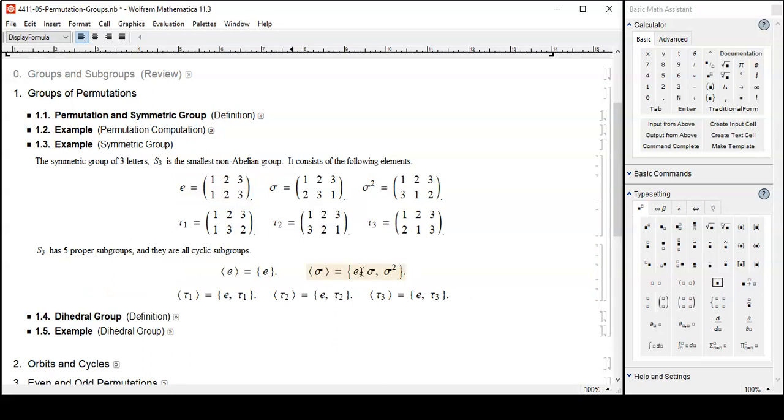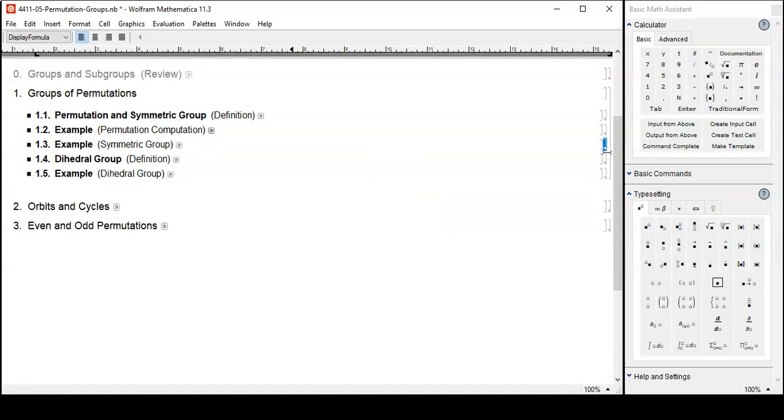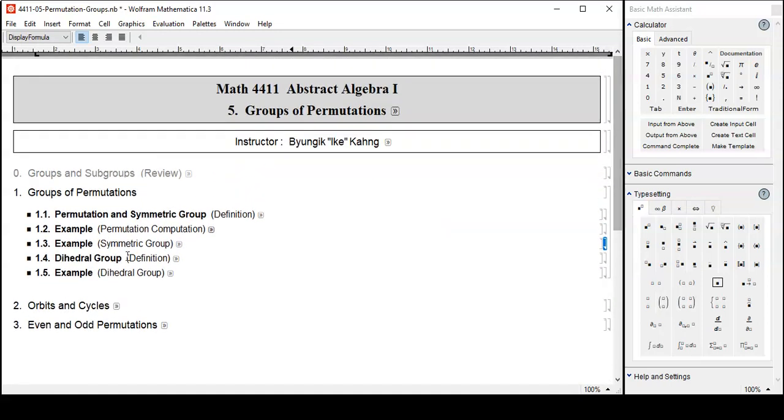Here, sigma cubed is back to E, and tau 1 squared is back to E, tau 2 squared is back to E, and tau 3 squared is back to E. And that's how 3 cycles and 2 cycles work. And there goes another example. Let's see, we have a couple more topics here, but not enough time.